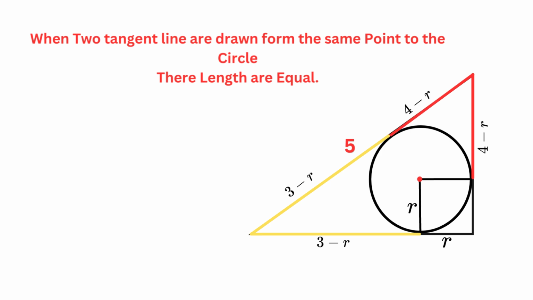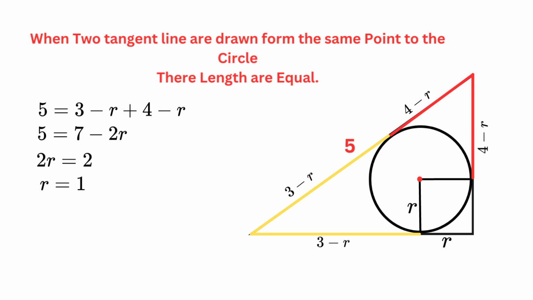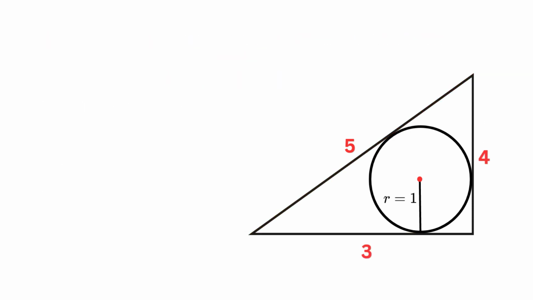Now, look at the hypotenuse. The length of the hypotenuse is 5. It also equals 3 minus r plus 4 minus r. So it becomes 7 minus 2r. And this gives r equals 1. Now we have the radius of the circle.